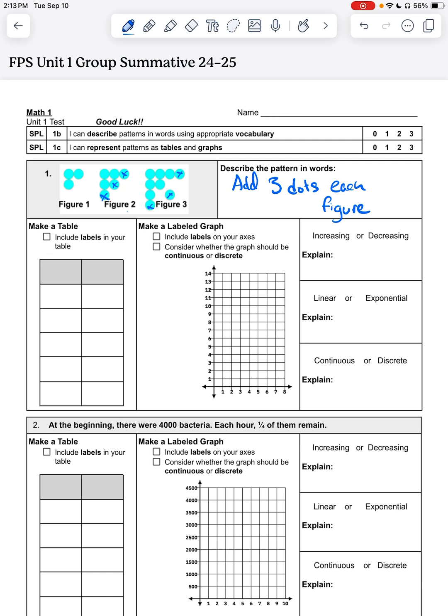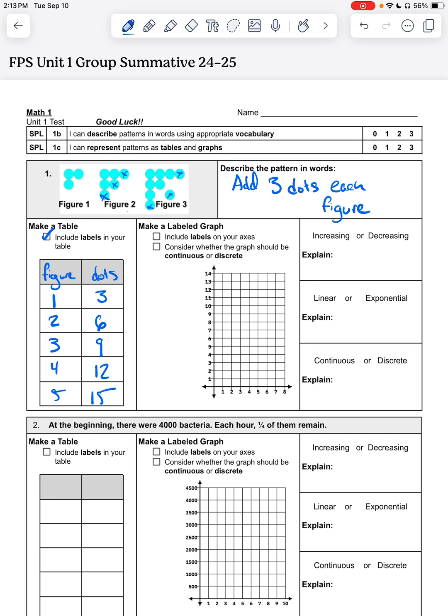Okay, so when we make a table, we got to include labels. Let's check that off because we're going to put figure on the left and dots on the right. Started with figure 1, each one figure, so I'm going to go up one figure at a time. There were 3 dots in figure 1, 6 dots in figure 2, 9 dots in figure 3. Since we're adding 3 more each figure, we're going to go up to 12 and then to 15.